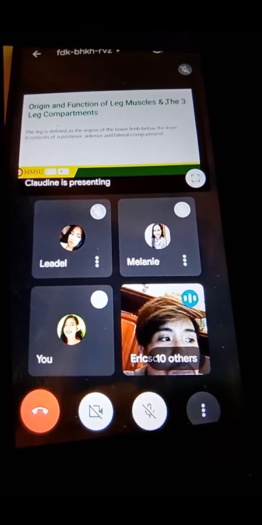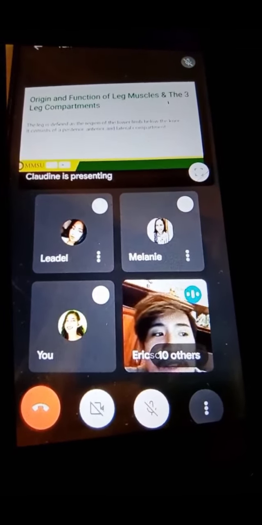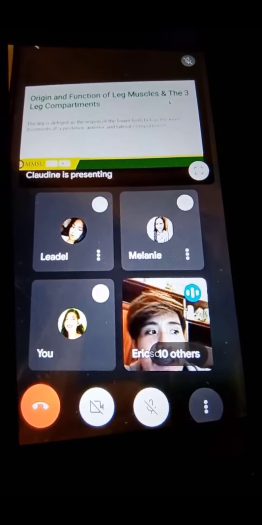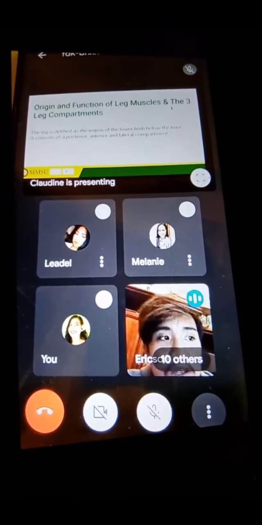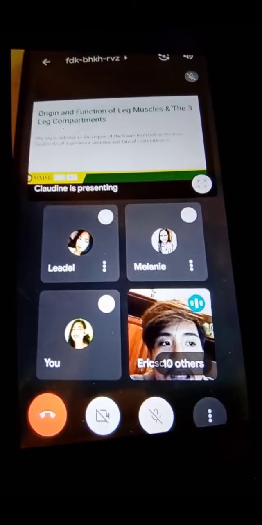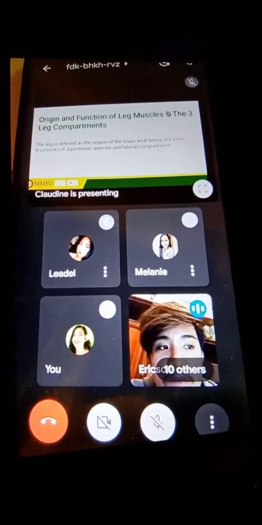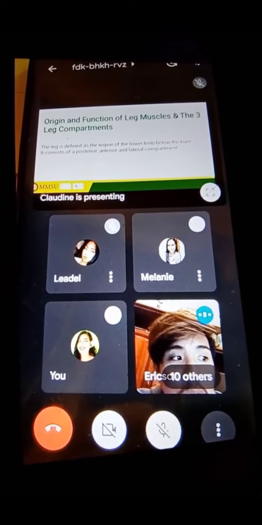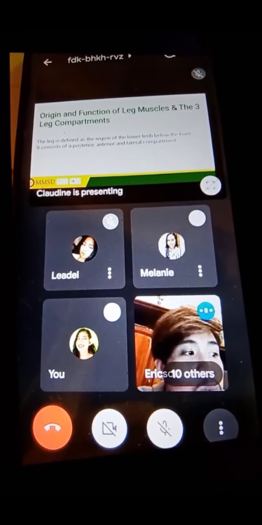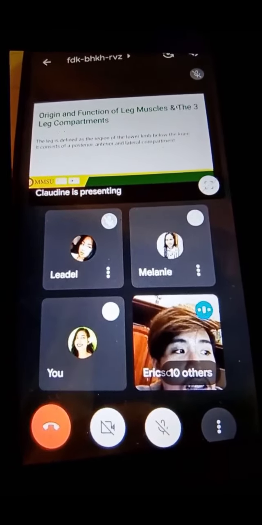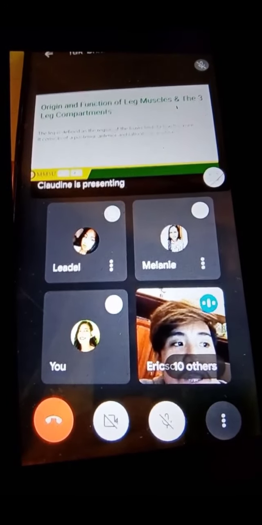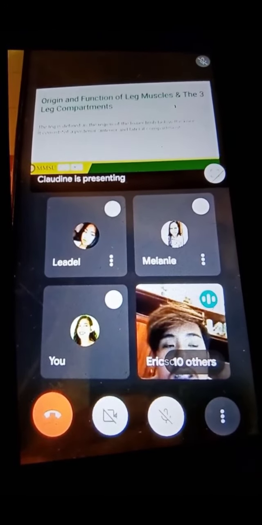Posterior muscles primarily produce plantar flexion of the foot at the ankle joint, an action important to the toe-off phase of the gait cycle in which the foot prepares to leave the ground. Plantar flexion is also important for maintaining posture while standing and walking. So the lateral compartment consists of the fibularis longus and fibularis brevis.